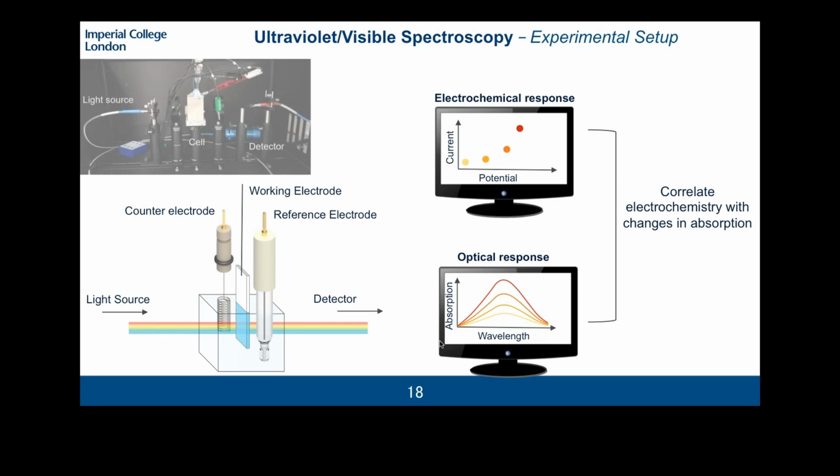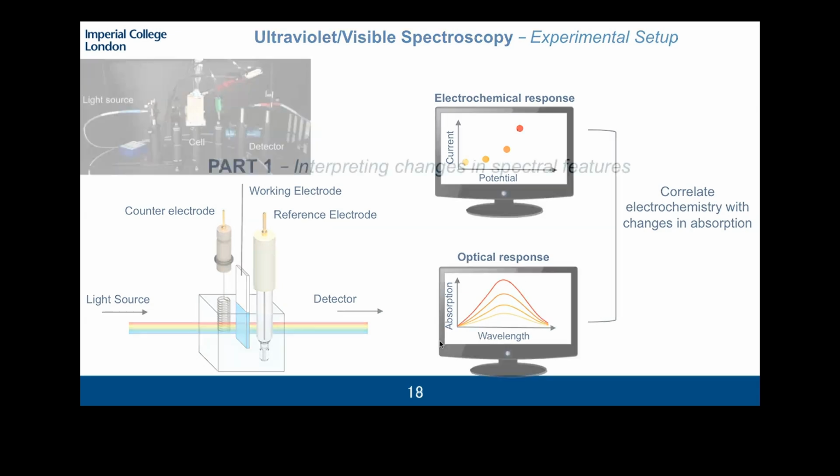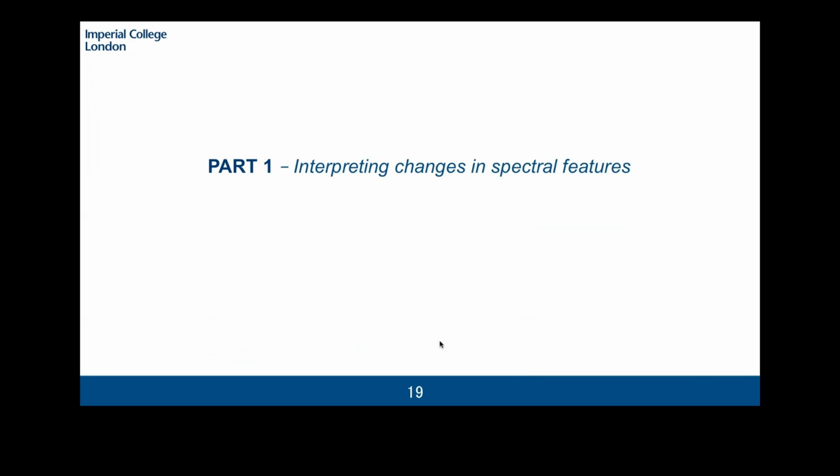So there's two distinct things you can do. You can either look at how spectra and spectral features change, or you can look at the kinetics of these processes, again, like the infrared example, and do time-dependent spectroscopy. So I'm going to look at both of those separately, starting with how we can interpret changes in spectral features. That's what we're going to look at first.